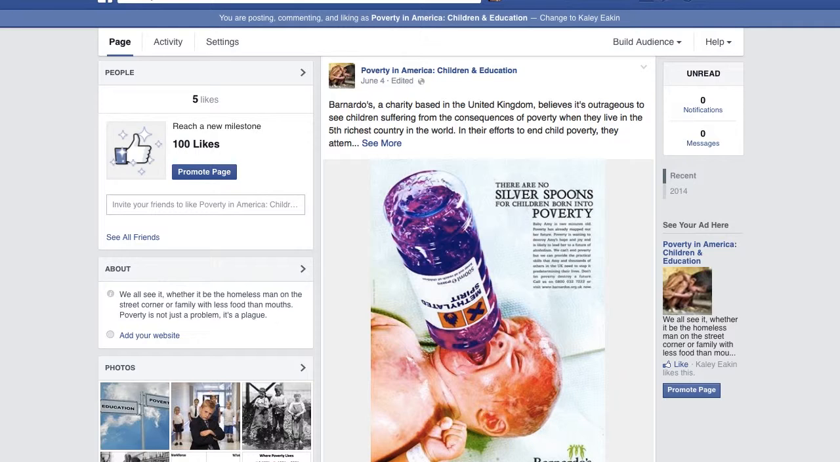The ad reads, "There are no silver spoons for children born into poverty." Based on our readings, I would argue that the advertisement is persuasive because it elicits the duality of fear and disgust. However, being that the ad was banned after the Advertising Standards Authority ruled it to be too shocking due to the record number of complaints, I have to contend otherwise.